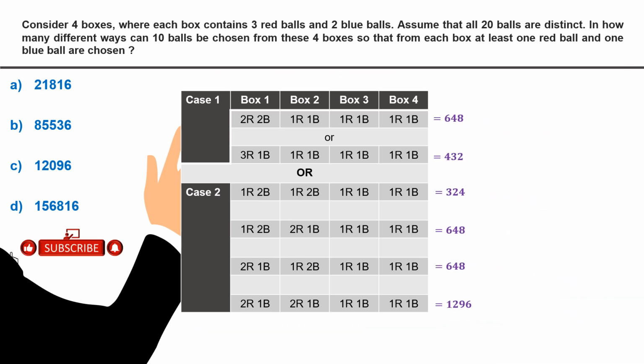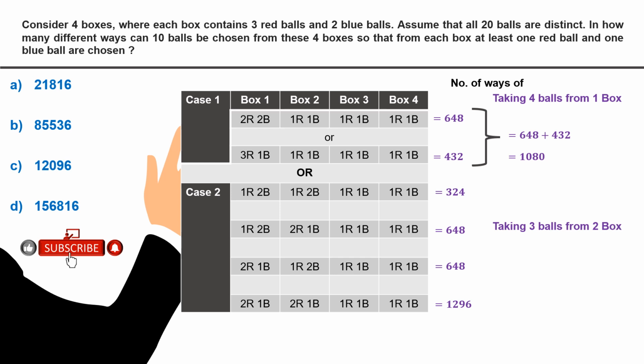Therefore, the number of ways of taking 4 balls in one box will be the sum of 648 and 432, corresponding to case 1. That gives me 1080 ways. And the number of ways of taking 3 balls each from 2 boxes will be the case 2 cases, where we can add them together and get 2916.